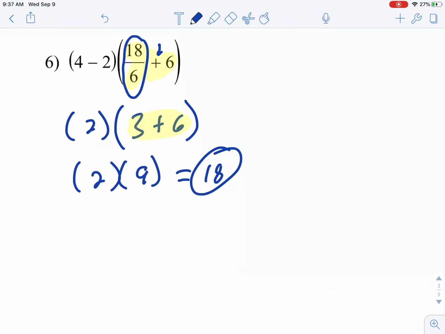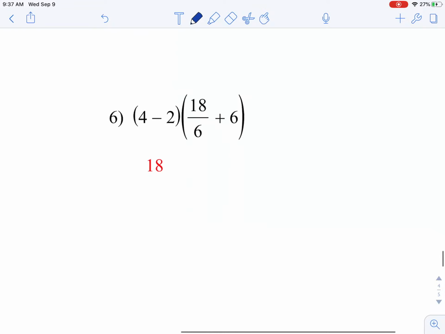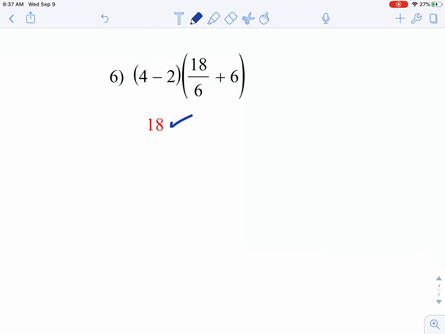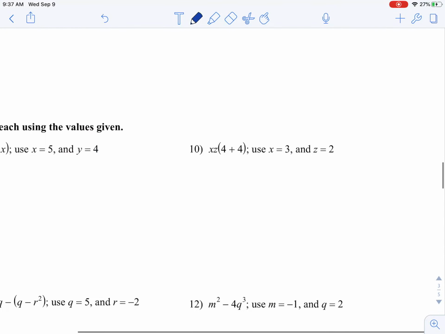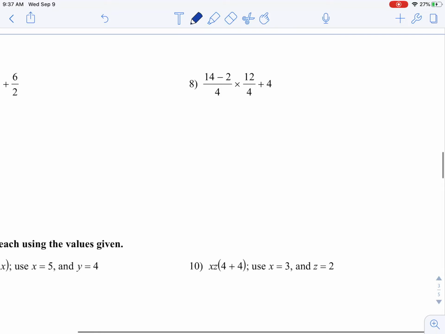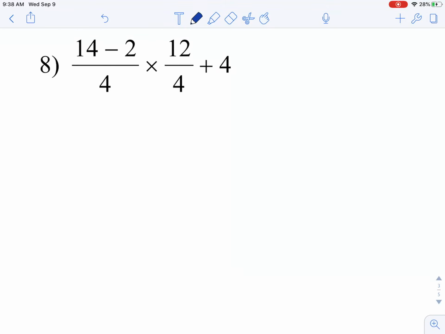Now there are always shortcuts that you can find for order of operations, and you're certainly welcome to do that as long as you get the right answer. I'd like you to avoid just doing everything on the calculator. Try to engage the brain a little bit here. So yeah. All right, let's do number 8.